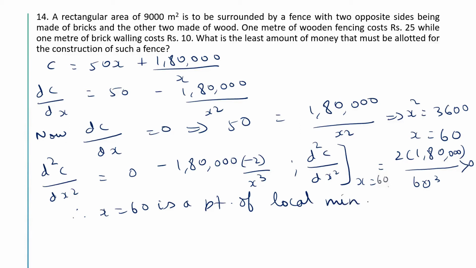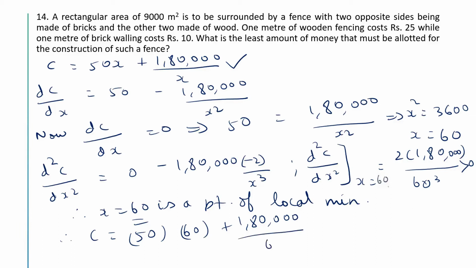So when we substitute x is equal to 60 in this total cost, we will find the least amount of money required. Therefore, C is equal to 50 into 60 plus 1,80,000 divided by 60. So this is 3,000 plus 3,000, or it is equal to 6,000. Therefore, minimum cost equal to rupees 6,000.